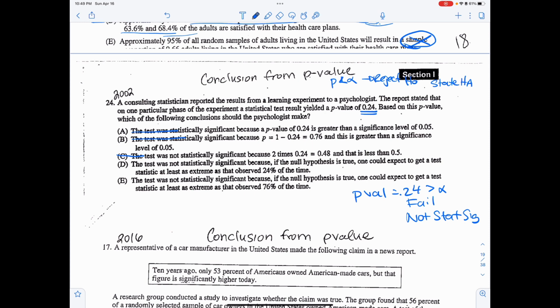D says the test was not statistically significant because if the null hypothesis were true, one could expect to get a test statistic at least that extreme 24% of the time. Guys, this actually is the exact definition of p-value: the percentage of time this could happen by chance. So 24% of the time is really not that low for it to happen by chance, so it's not statistically significant.